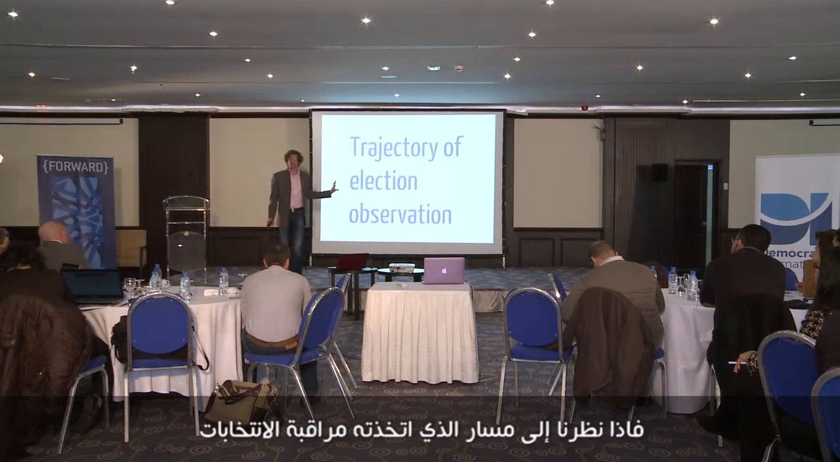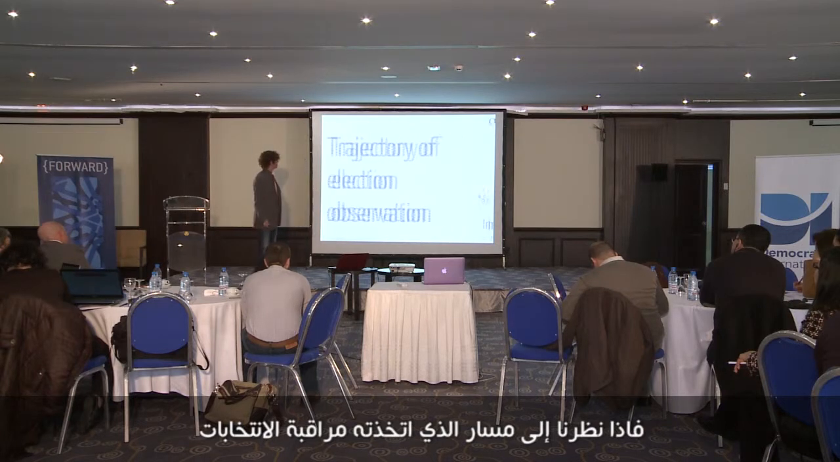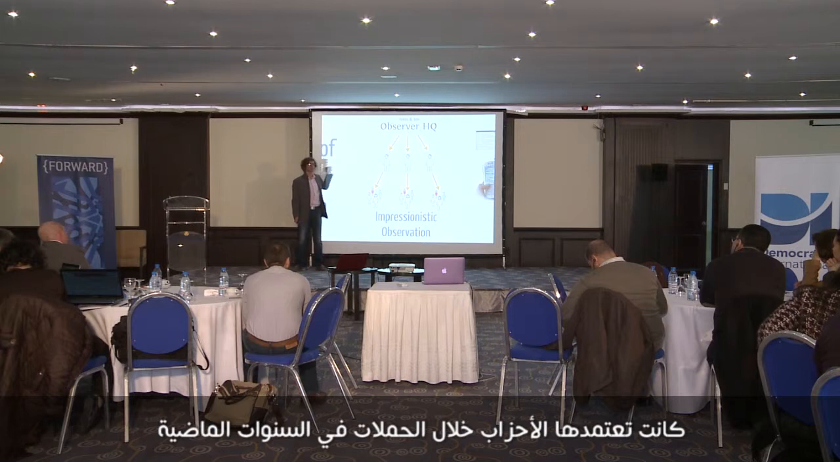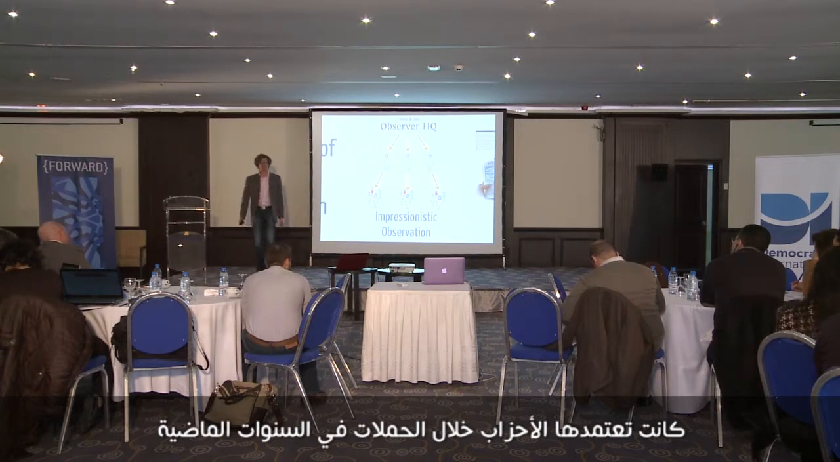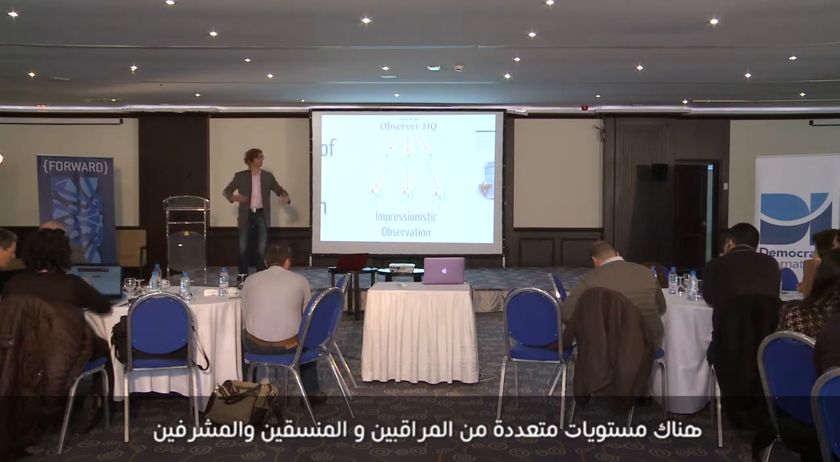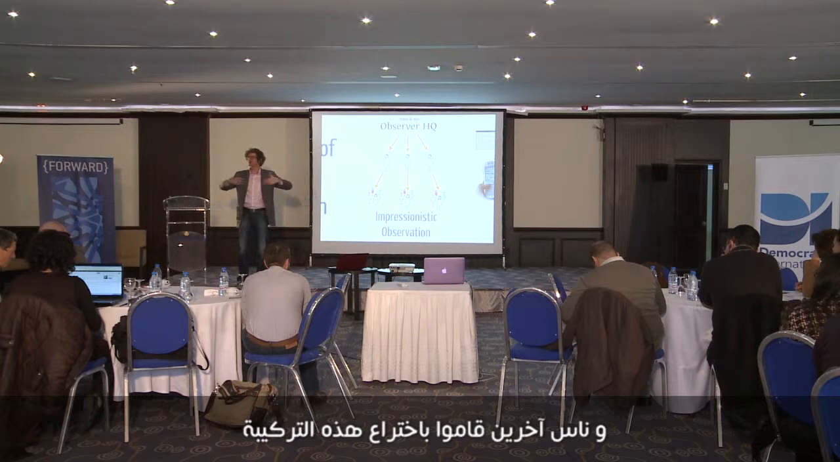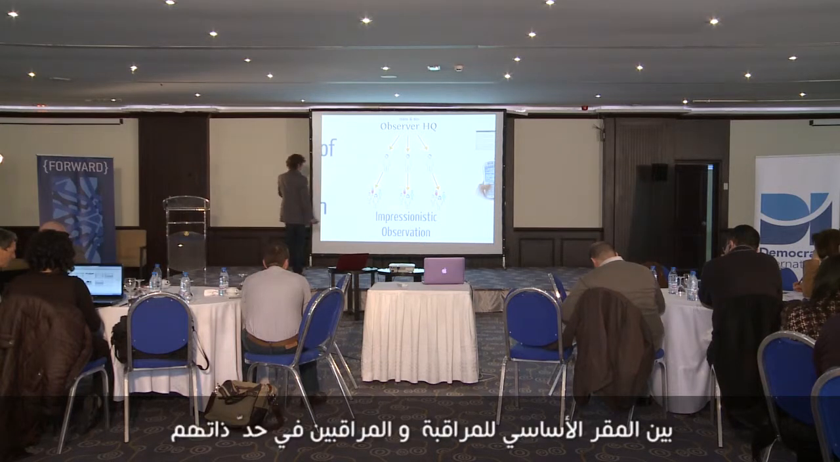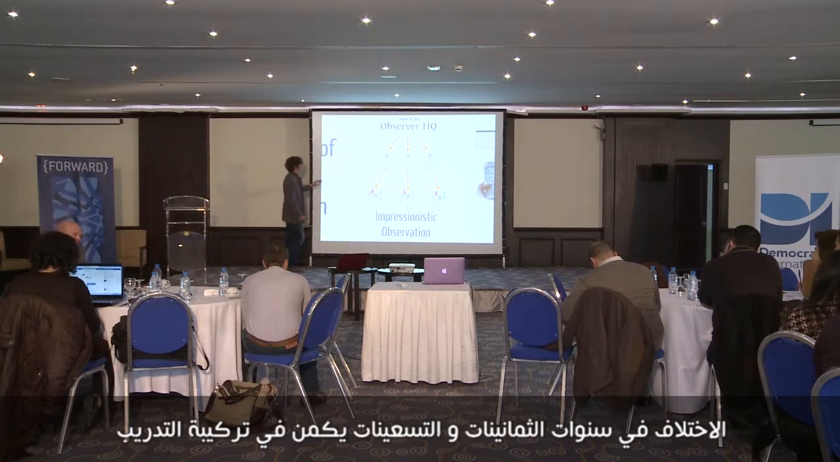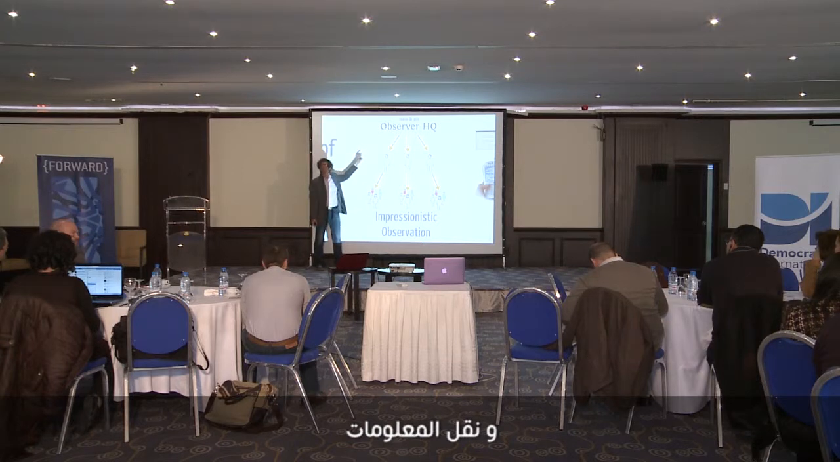So if you look at the trajectory that election monitoring has taken, when it started in the 80s and 90s, it also had a human structure that looked a lot like campaign organizing used to years and years ago, where there were multiple levels of district coordinators and supervisors and other people who created this structure between the observer headquarters and the observers themselves. And again, that still exists, but the difference was, back in the 80s and 90s, this wasn't just the structure of recruiting and training, it was also the structure for moving information.